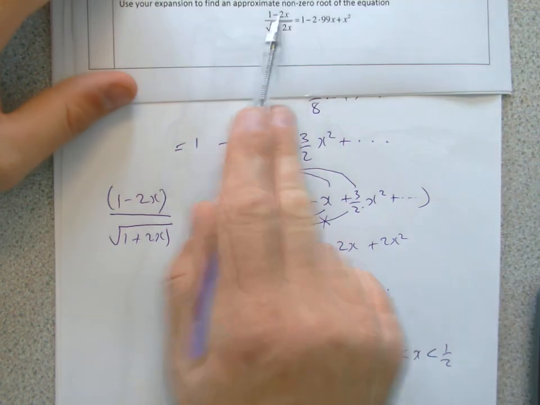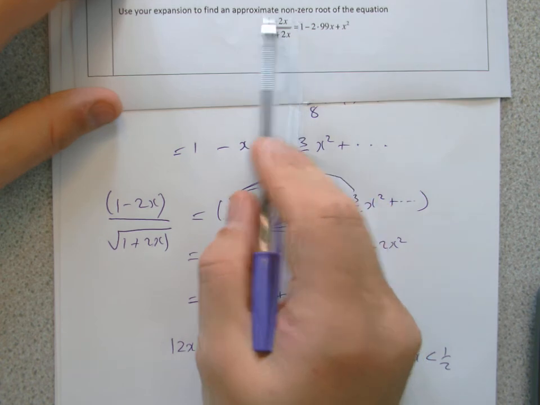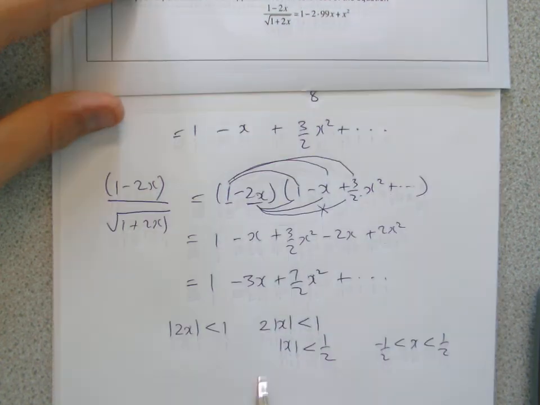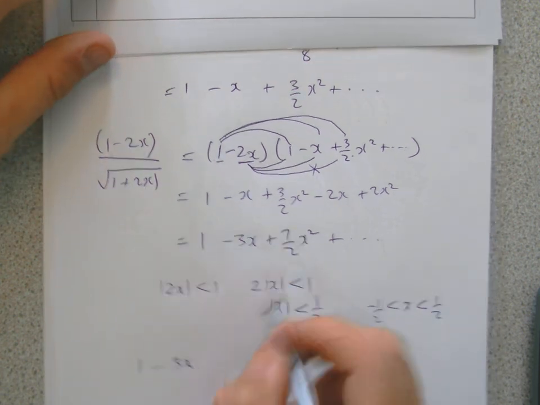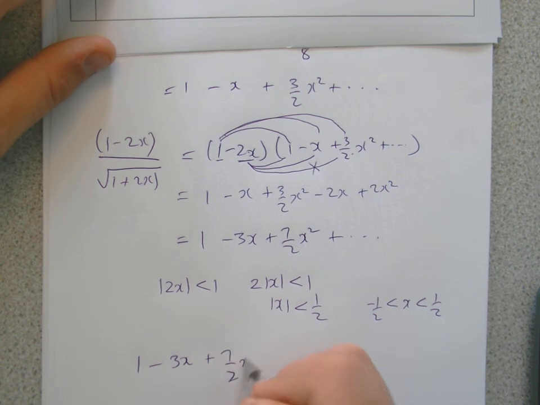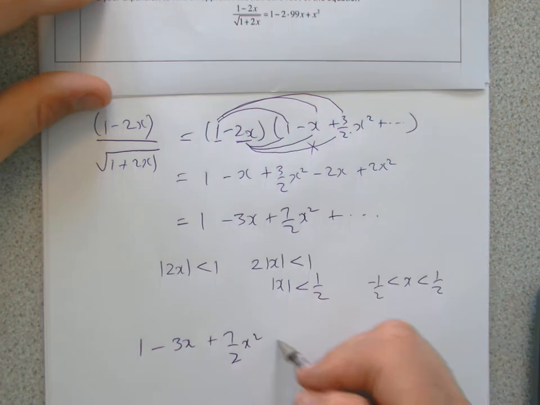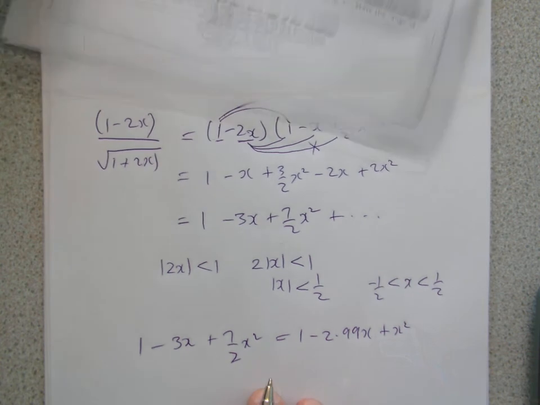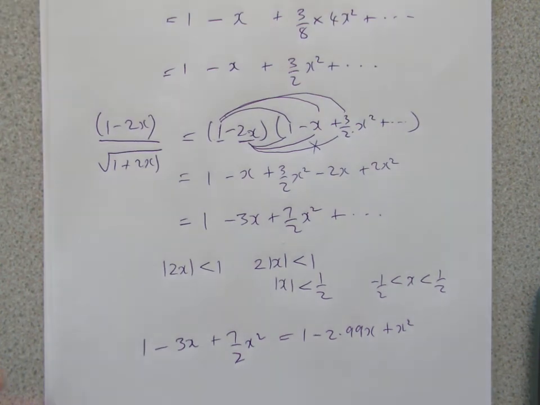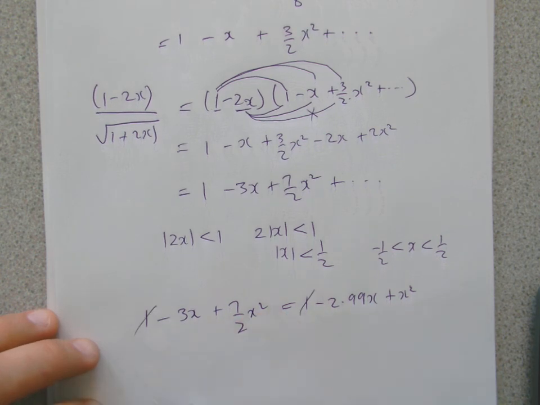Then it says use your expansion to find an approximate non-zero root for this equation. What you do then is substitute in this answer. So you put this answer you got here, 1 minus 3x plus 7 over 2 x squared, in place of this, and then set it equal to this, 1 minus 2.99x plus x squared. So you've got that. Then it's a case of getting everything onto one side. But notice the ones will cancel, so that's quite nice.